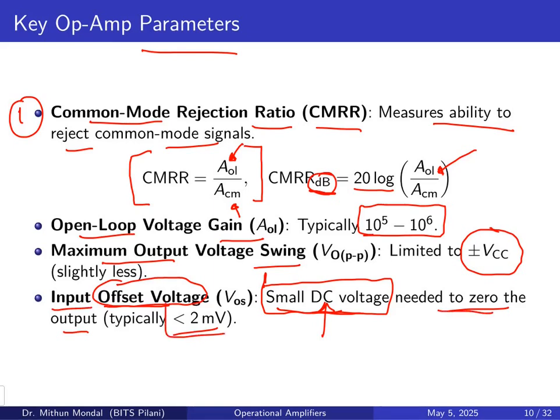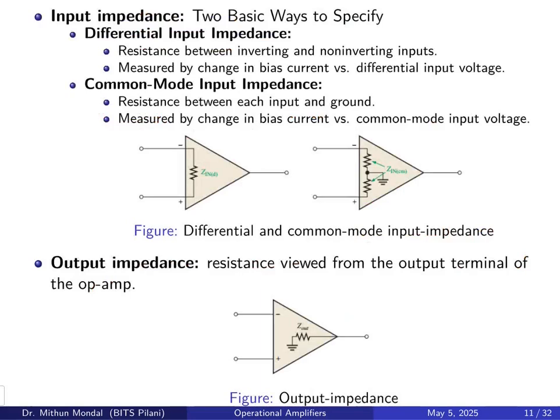And this voltage is very, very less than 2 millivolt. When we talk about the input impedance of the op-amp, there are two basic ways to specify that. First, in the form of differential, and second, in the form of common mode. So when we talk about the differential, it is the resistance which is measured between the inverting and non-inverting input. So this is your inverting and this is your non-inverting input.